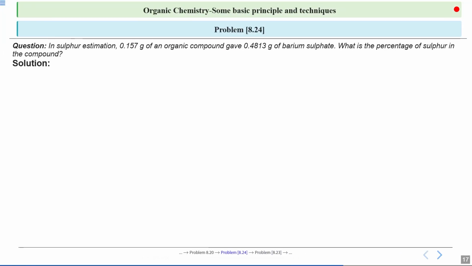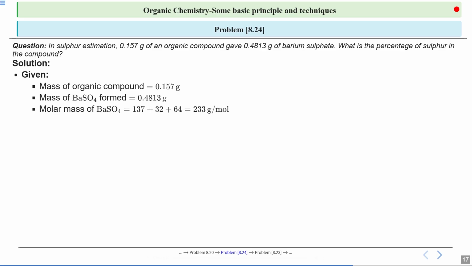So, moving on with the solution, we first of all start with the things that are already given in the question. We are given the mass of the organic compound, which is 0.157 grams. Then we have the mass of barium sulfate, which is 0.4813 grams.